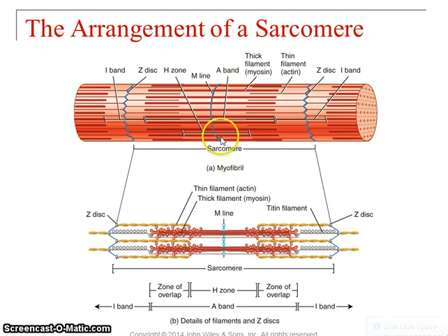The middle line is called the M line. M line is in the middle. That's what the myosin is bound to. Myosin is the dark red here. You can see M line, myosin, Z line, actin in yellow.